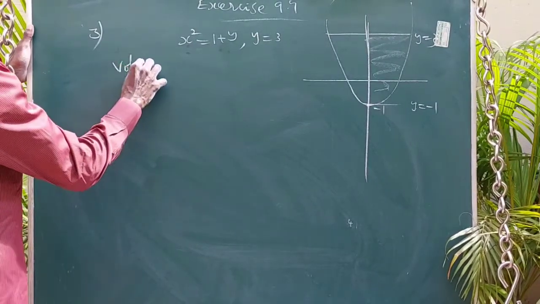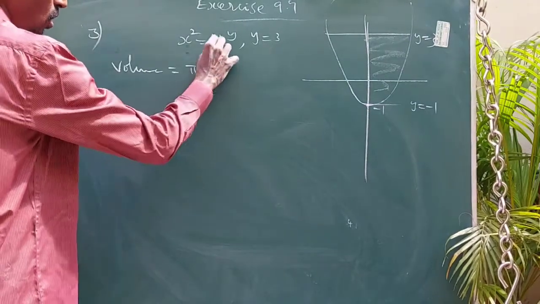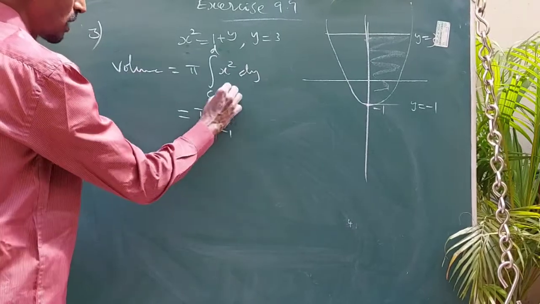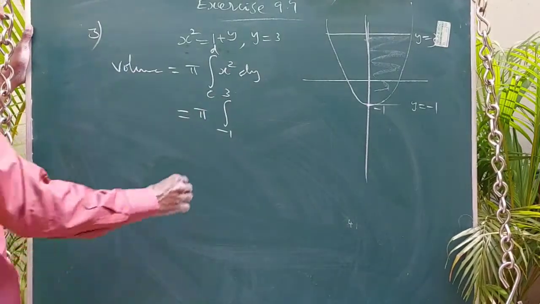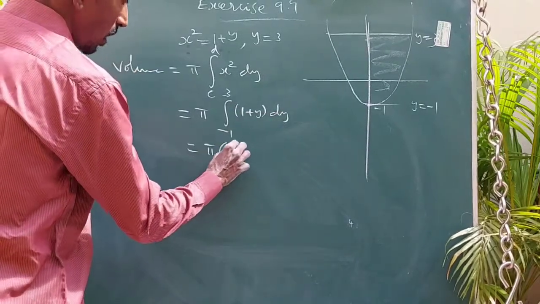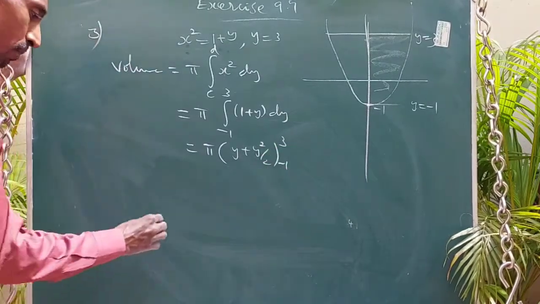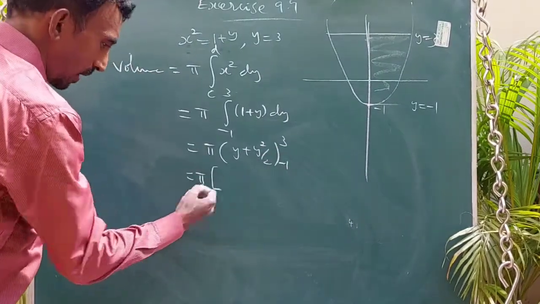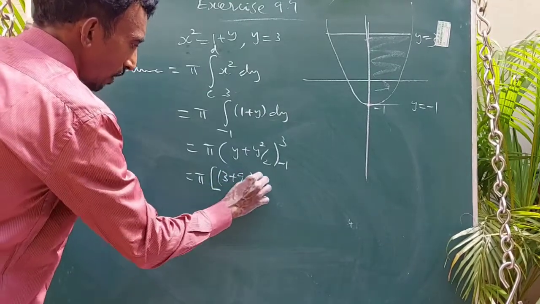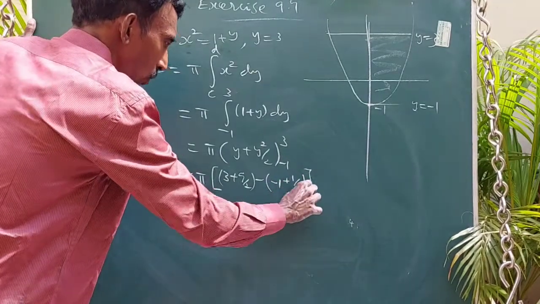So volume with respect to y axis, already said that. x square dy. So pi integral from minus 1 to 3 of x square, which is 1 plus y, into dy. So pi into y plus y square by 2. Integration is very simple. Now put the upper limit: 3 plus 9 by 2, minus the lower limit: minus 1 plus 1 by 2.